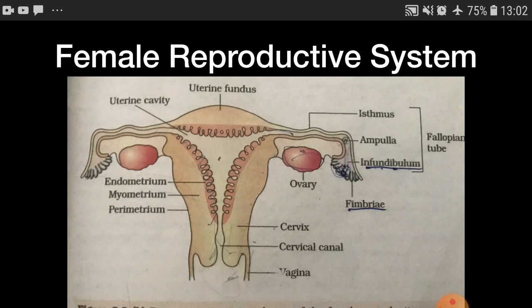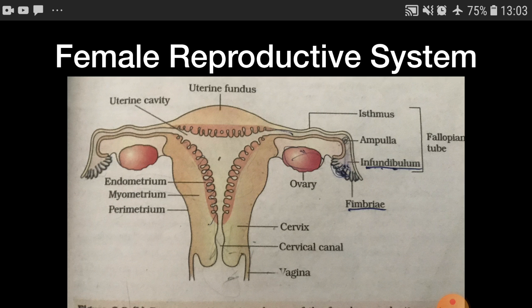So, ovaries are the primary female sex organs, as we discussed yesterday also, and they produce the female gamete, that is ovum, and several steroid hormones, which are also known as ovarian hormones. The ovaries are located one on each side of the lower abdomen.